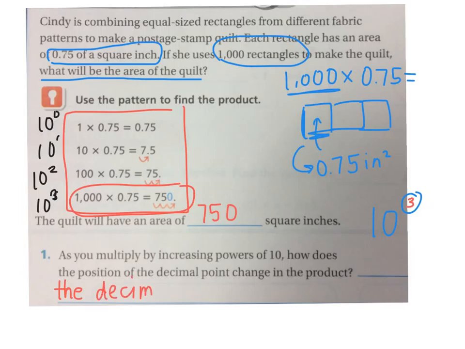Decimal moves. So like if we say it's 10 to the third power, we see the decimal moves 3 times. To the left or to the right? To the right. The decimal moves to the right, the number of the exponent, right?